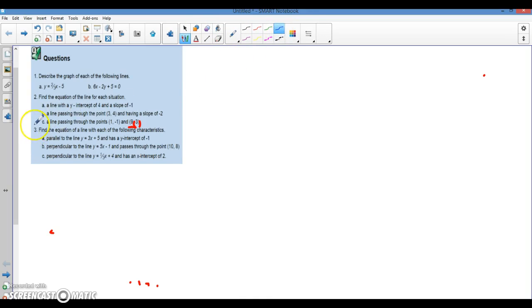Let's go to blue. 3a, parallel. So these are parallel and perpendicular. Remember that a parallel line will have the same slope. So my slope is 3, and a y-intercept of -1. So that's pretty straightforward. Okay, there's your y-intercept.